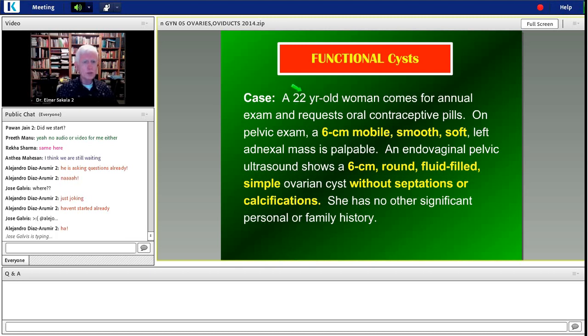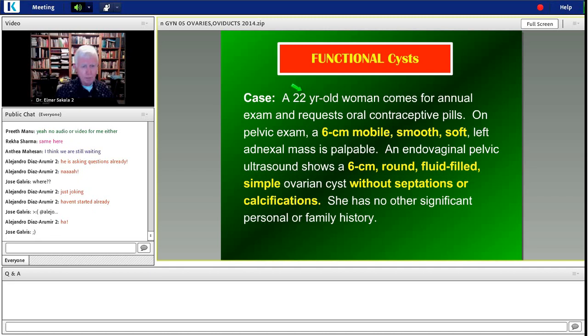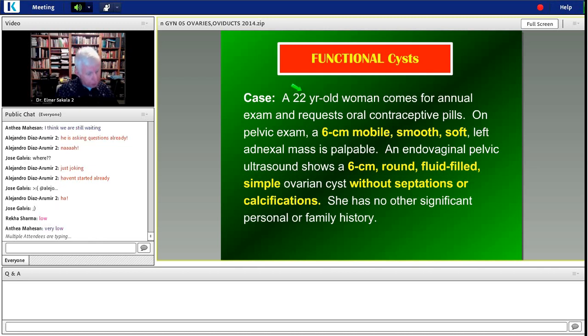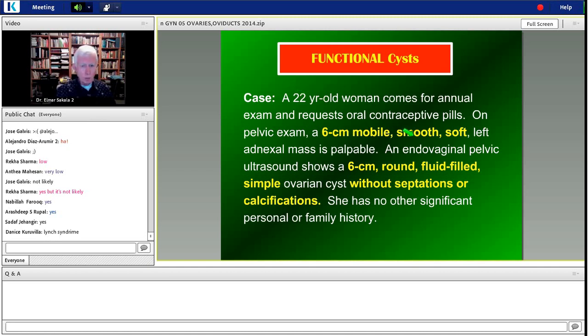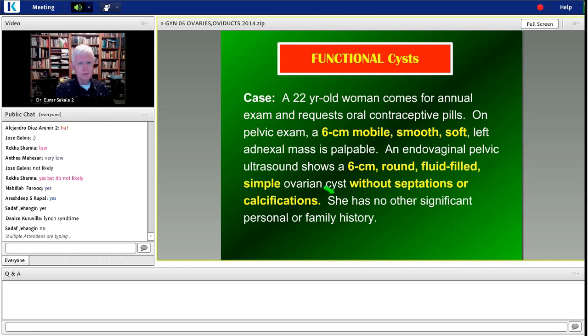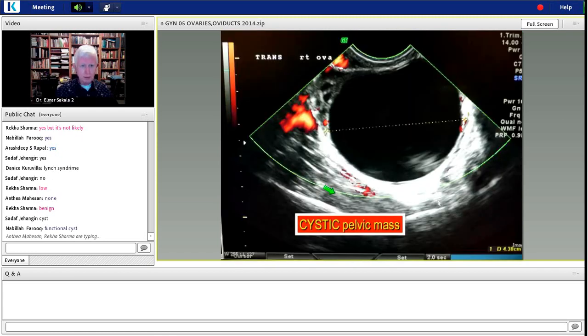So when we have a 22-year-old woman, what is the likelihood of her having ovarian cancer? Can a 22-year-old woman have ovarian cancer? Yes, she could. Could a prepubertal girl have ovarian cancer? Yes, she could, but it is certainly less likely. Now, what is the chance of a mobile, smooth, soft, round, fluid-filled, simple cyst being cancer? 0. So this is not cancer. What is it most likely? In a young woman in the reproductive years, it's most likely a functional cyst.